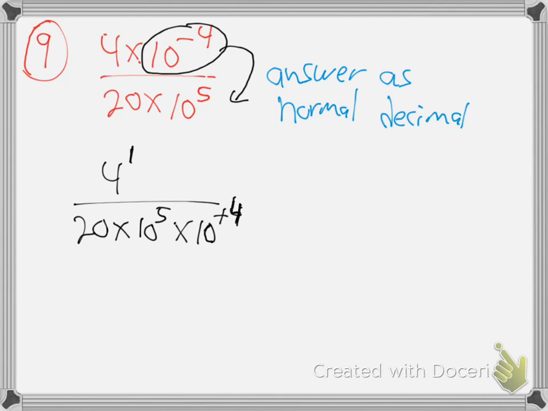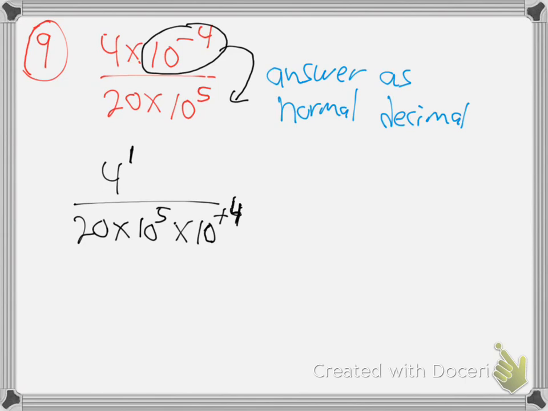Does that make sense? Only the item with the negative power jumps. Only the 10 to the minus 4. Is that making sense? So negative powered items always jump to the other side. Do that first. Let them become positive. Now, what are we going to do from here?